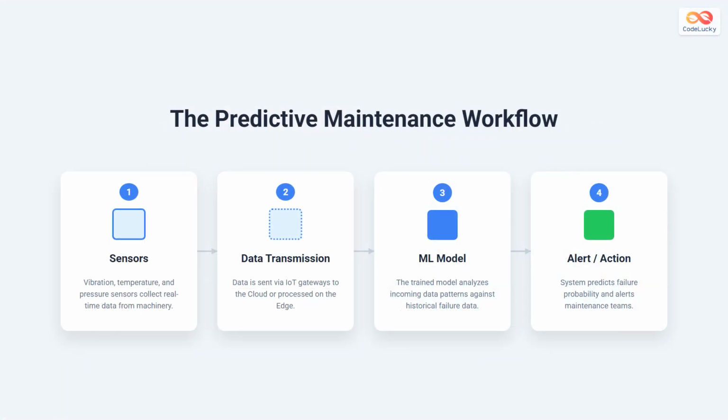Here is how the process actually works. Step 1, sensors collect data like vibration or heat. Step 2, this data is transmitted to the cloud or an edge device. Step 3, a machine learning model analyzes the data. And finally, Step 4, if a problem is detected, the system alerts the maintenance team immediately.